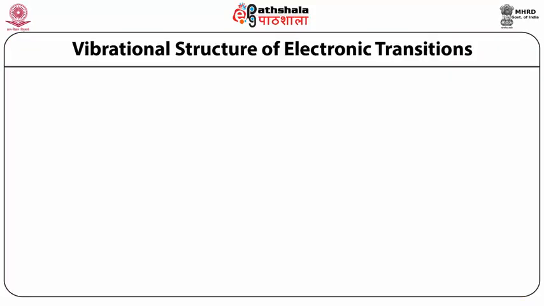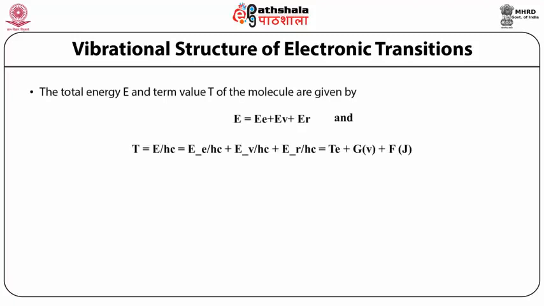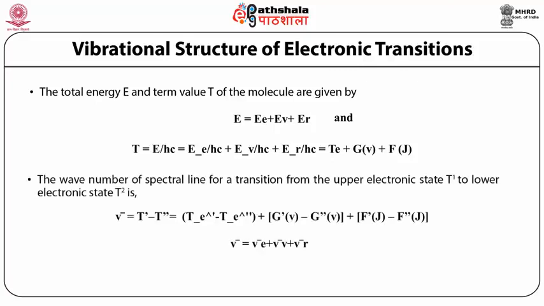Vibrational structure of electronic transitions. The total energy E and term value T of the molecule are given by E is equal to Ee plus Ev plus Er, and T is equal to E upon hc, which is Ee upon hc plus Ev upon hc plus Er upon hc, is equal to Te plus G(v) plus F(J). The wave number of the spectral line for a transition from the upper electronic state T1 to the lower electronic state T2 is nu equal to T prime minus T double prime.